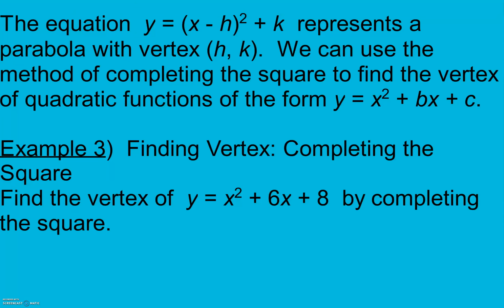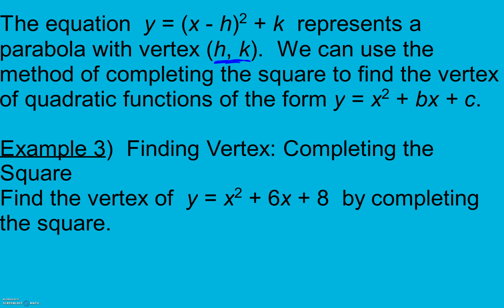Now, we've talked about quadratic equations in standard form, but another form is vertex form. Y equals, in parentheses, x minus h squared plus k. And this is going to be a parabola with our vertex being at h, k. So remember that middle point, that maximum or minimum, is our vertex. We can use the method of completing the square to find the vertex of quadratic functions of the form x squared plus bx plus c. And vertex form makes it a little bit easier to graph.